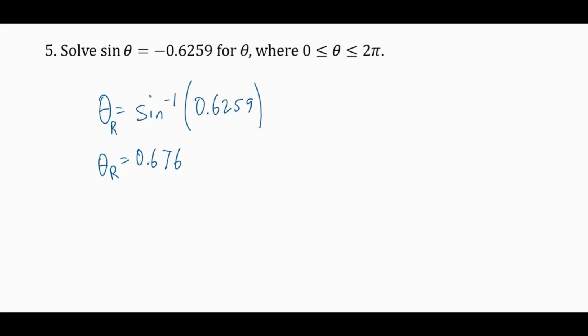This would usually say round to four decimal places. It doesn't in this case, but that's what we want to do. What do we want to do next? Very good. So sine is negative in the bottom two quadrants, not in the top two. So we're going to quadrant three and quadrant four. And quadrant three we've already done, it's pi plus theta related.